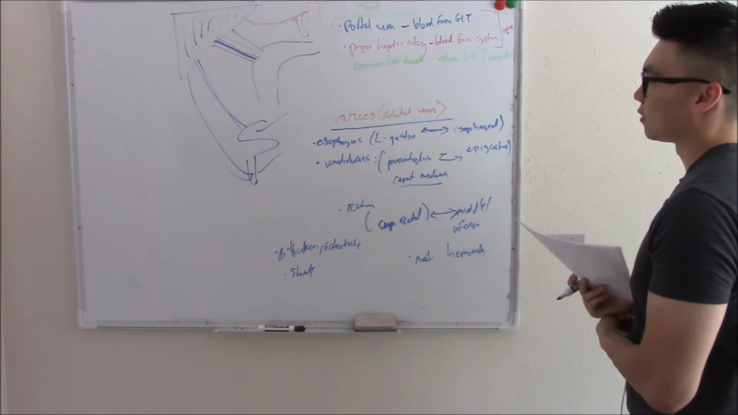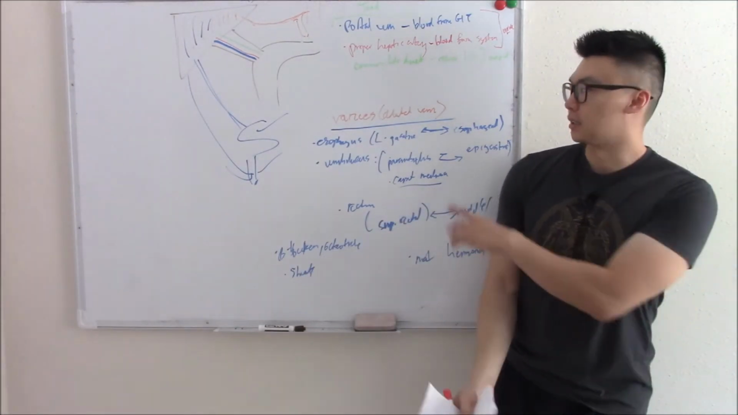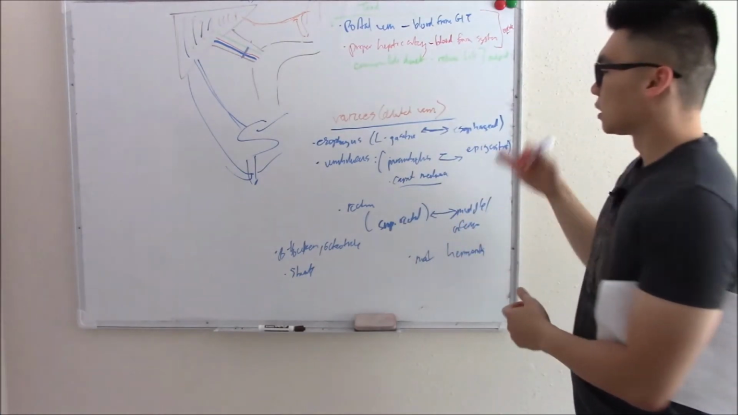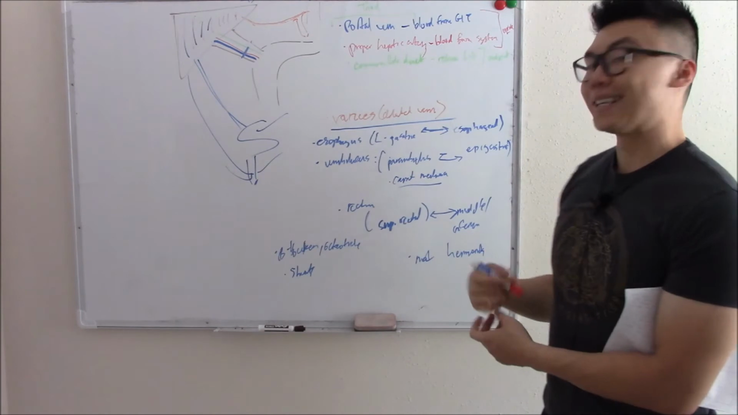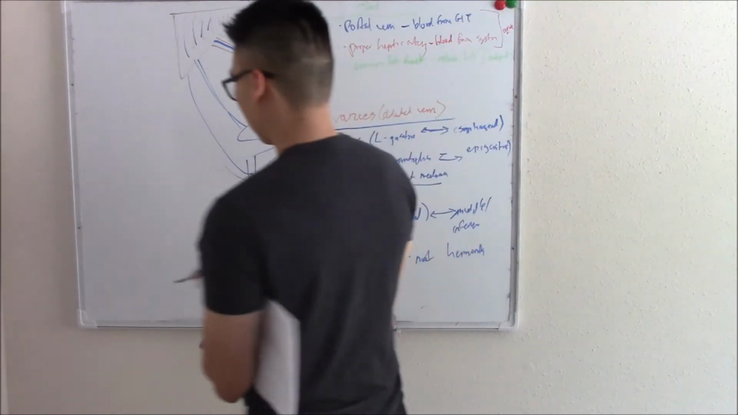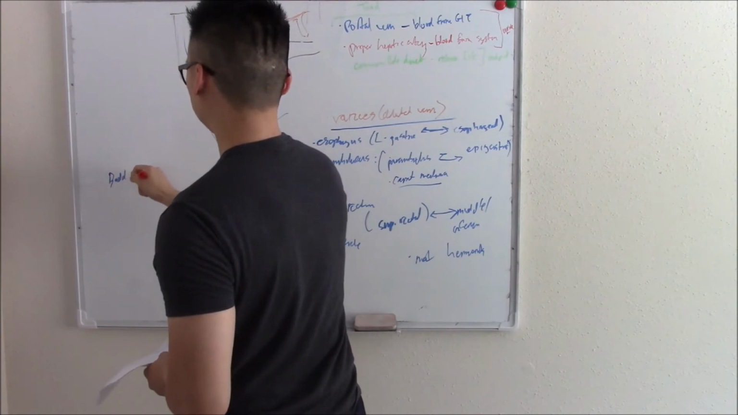Now, what causes liver damage in the first place? Well, we're going to talk about that in our next video, but any kind of liver damage can lead to these dilated veins. Something very important that can really damage the liver is Budd-Chiari syndrome.